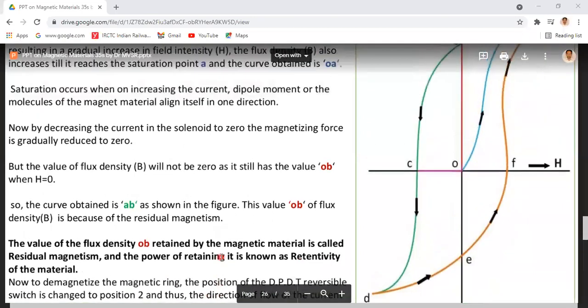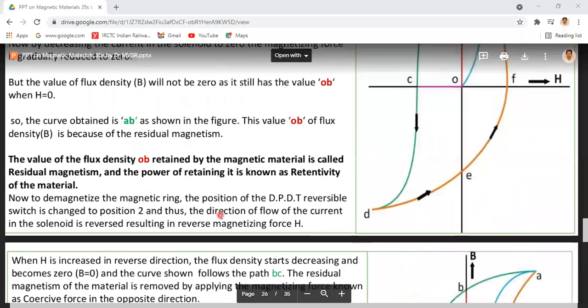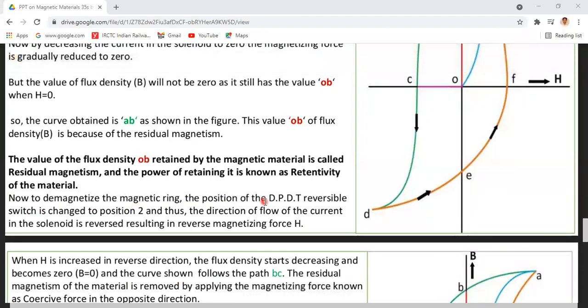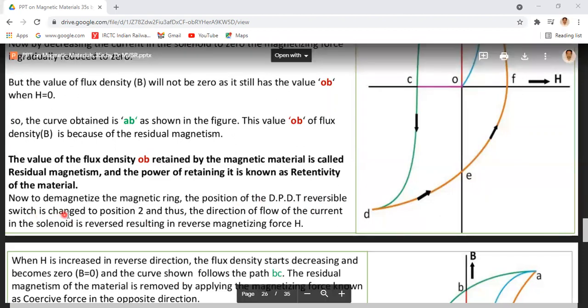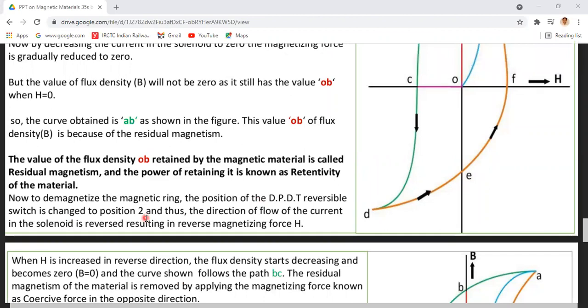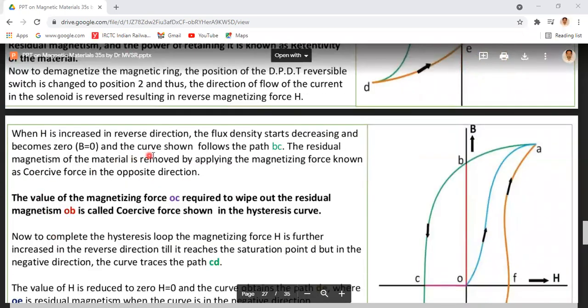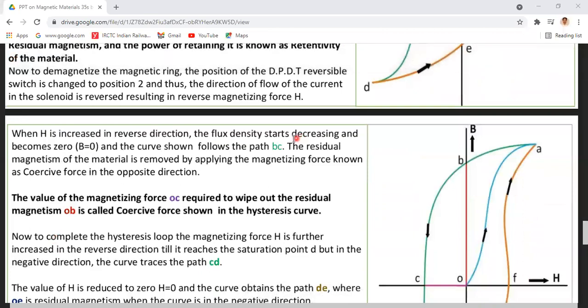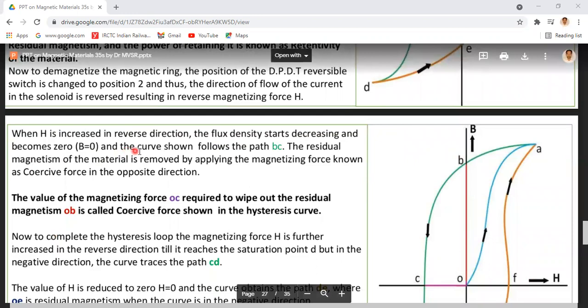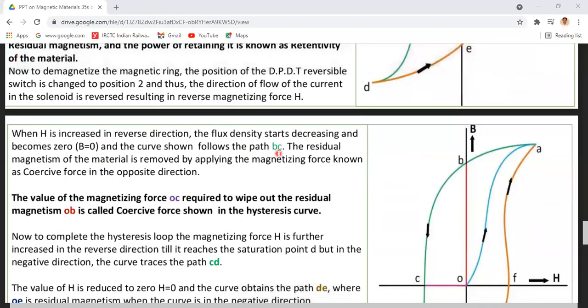Next, reversing the magnetizing force. To demagnetize the magnetic ring, the position of the DPDT reversible switch is changed to position 2 to reverse the magnetizing force H. When H is increased in the reverse direction, the flux density starts decreasing and becomes 0, and the curve follows the path BC.